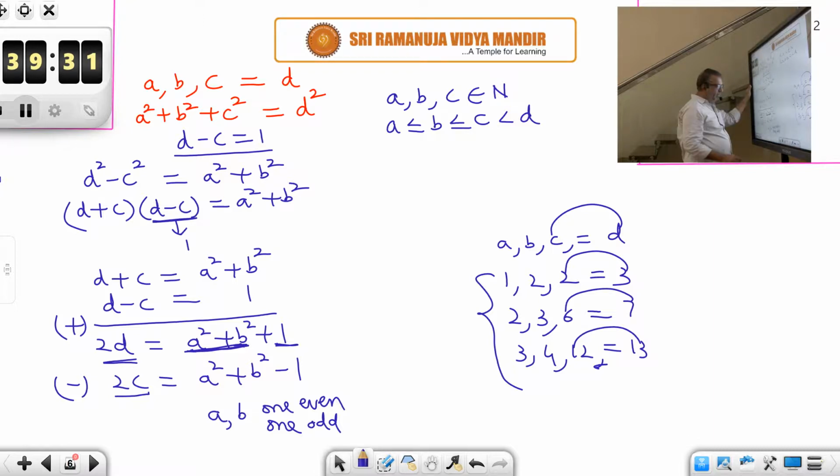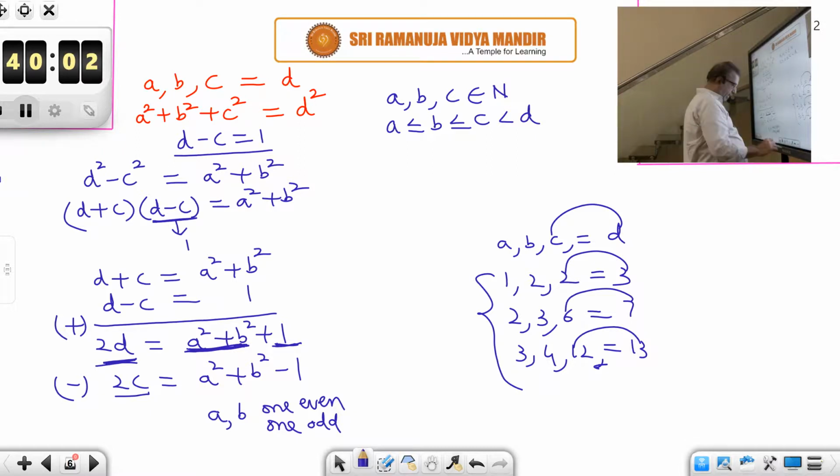So if you take both of them even, what happens? If a is even, b is even, a square is even, b square is even, plus 1 will become odd, whereas left hand side 2d is even. So that will become wrong. Similarly, both odd also. Both odd, a square is odd, b square is odd, odd plus odd is even, plus 1 is odd, but left hand side is even. So both cannot be even, both cannot be odd, one must be even, one must be odd.